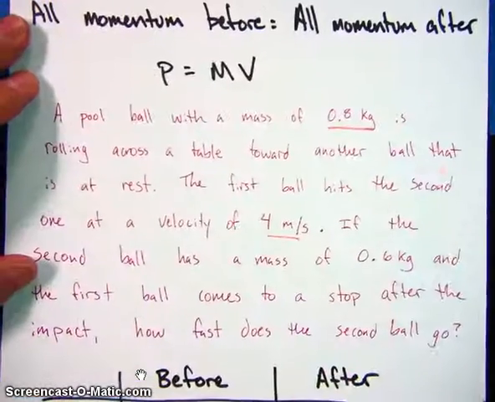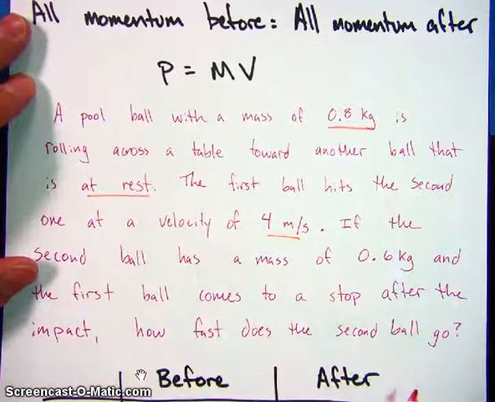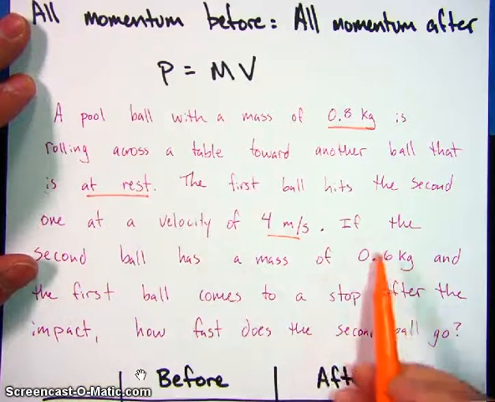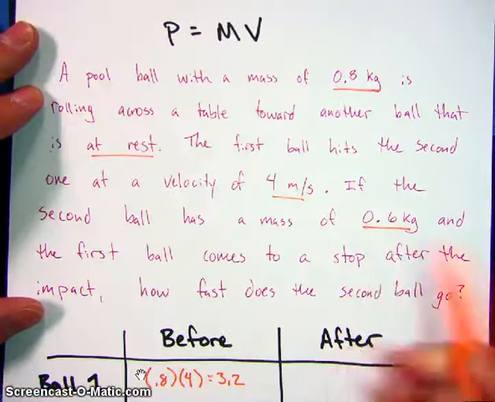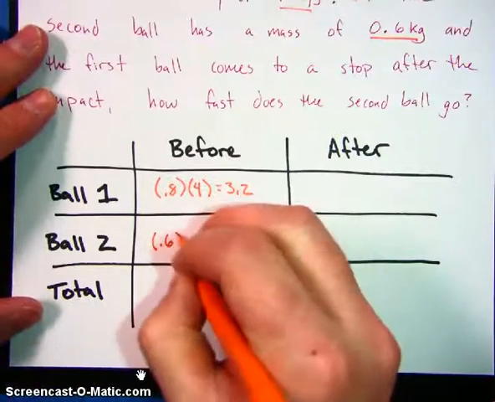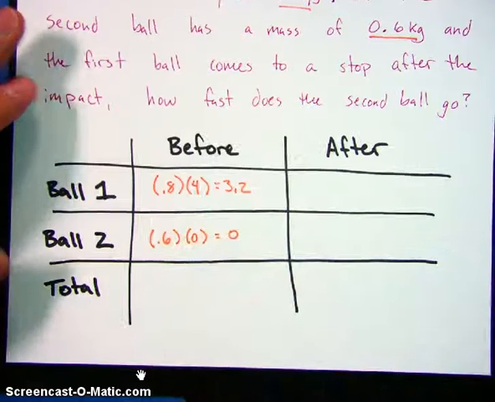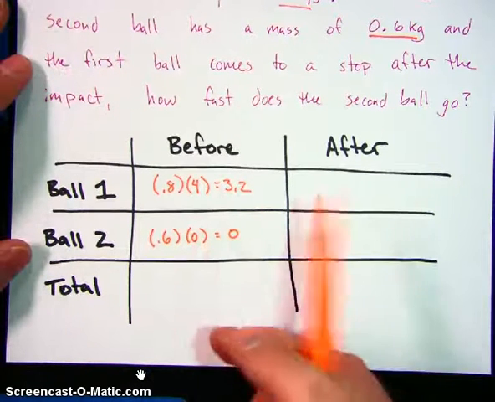Let's talk about the second ball. It said that it's a ball that is at rest. That translates to 0, so we have a velocity. If the second ball has a mass of 0.6, so we have a mass, we have a velocity. So 0.6 times 0. Anything times 0 is 0. So we've got the momentums for all the things before.